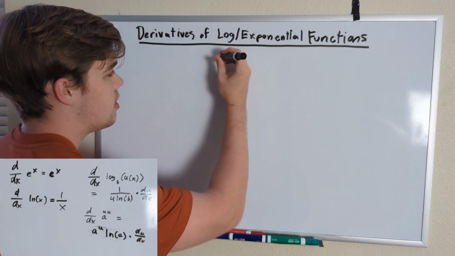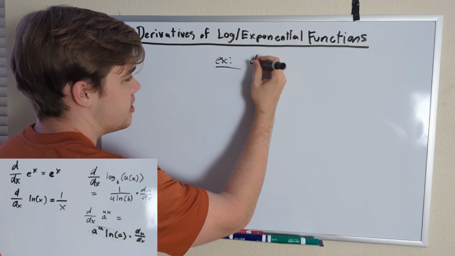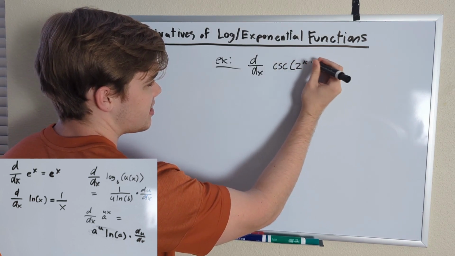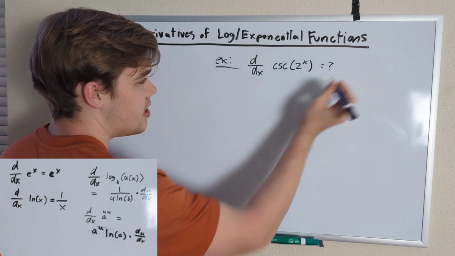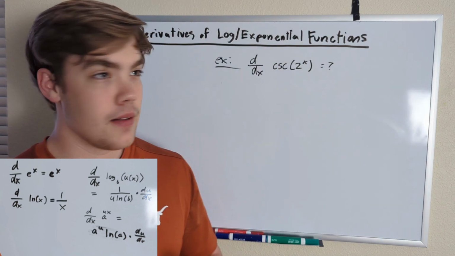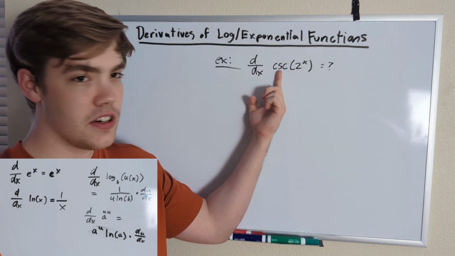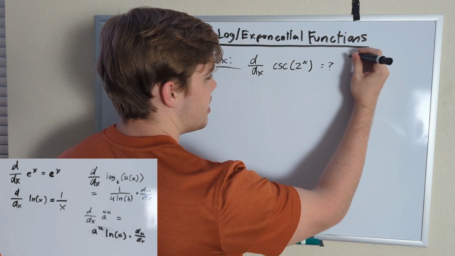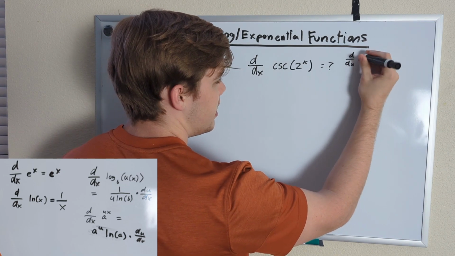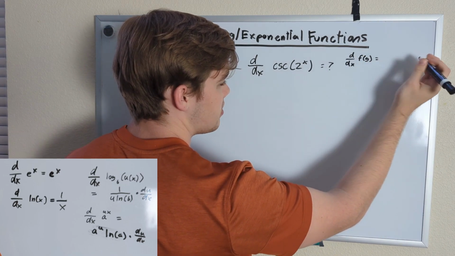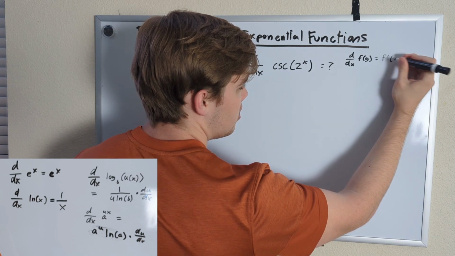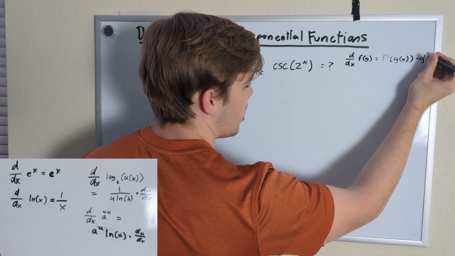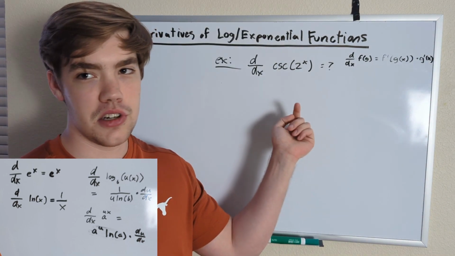In our first example, we're going to find the derivative of cosecant of 2 to the x. What does this derivative equal? Well, the first thing that's pretty evident with this problem is that we have a function within another function, so we need to use the chain rule to solve this problem. As a reminder, the chain rule, aka d dx of f of g, is equal to f prime with g of x inserted into it times g prime of x.